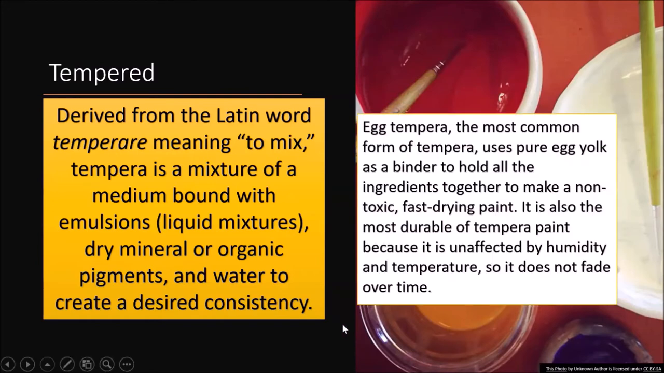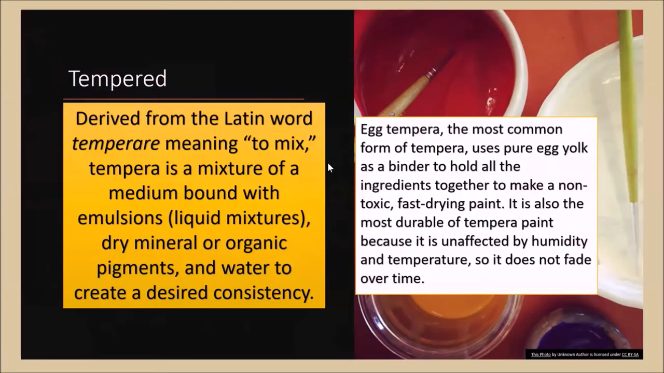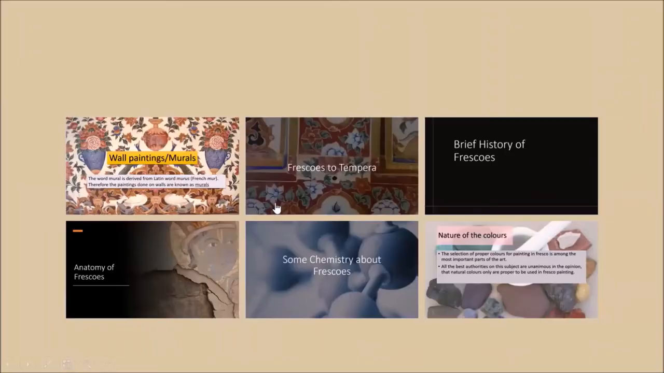So egg tempera, the most common form of tempera, uses pure egg yolk as a binder to hold all the ingredients together to make a non-toxic, fast drying paint. It is also the most durable of tempera paint because it is unaffected by humidity and temperature, so it does not fade over time. So this was about various forms of frescoes, from fresco to tempera, the techniques.